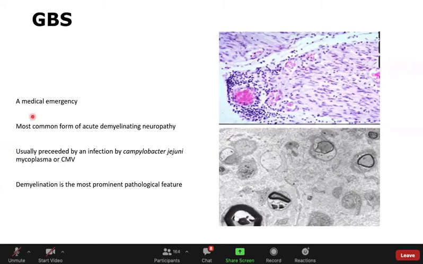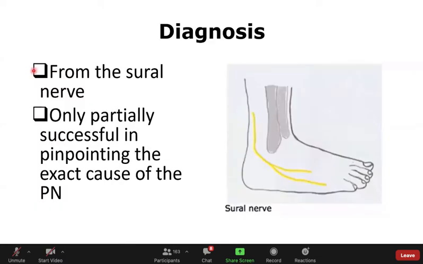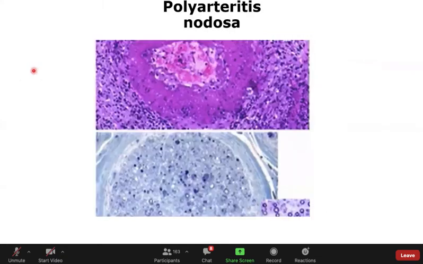Thank you. The picture that you showed about the demyelination and remyelination, the slide before, and also the molecular mimicry, how is it related to Campylobacter jejuni?